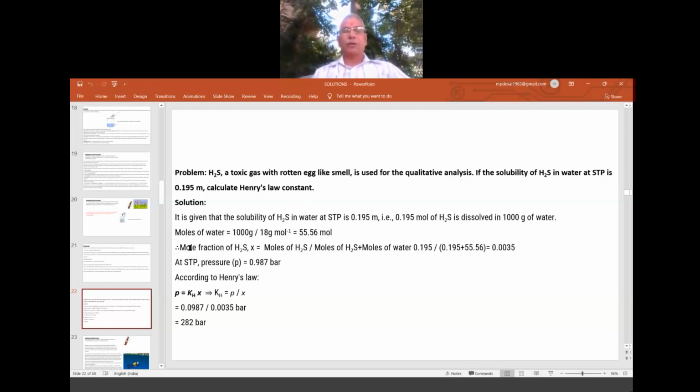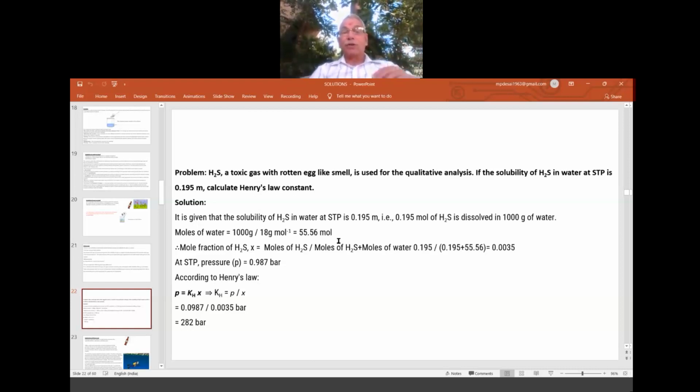So what is given here? H2S at STP is 0.195 m. That means it is molality, so 0.195 mole of H2S is dissolved in 1 kilogram of water, according to the molality definition of 11th class. So what is the number of moles of H2S? It is 0.195 mole. Right.